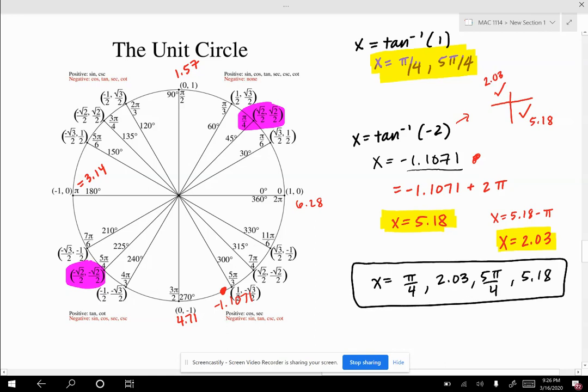Okay, so be careful with that one. I wanted to show you guys one that was a little trickier, for answers that weren't strictly off the unit circle. All right, so if you need to, rewind the video back and replay it for yourself. Awesome.